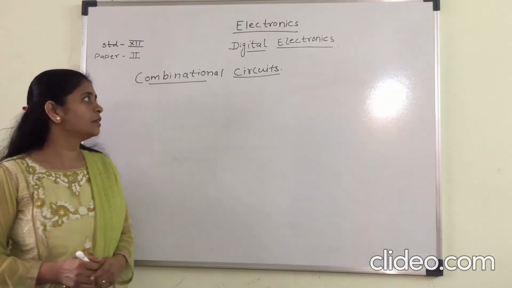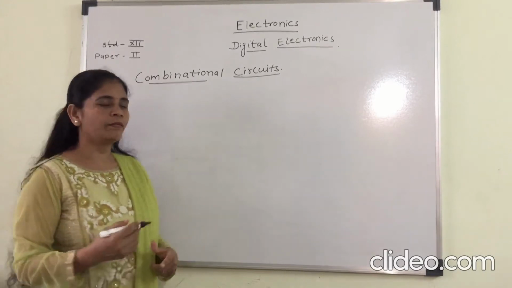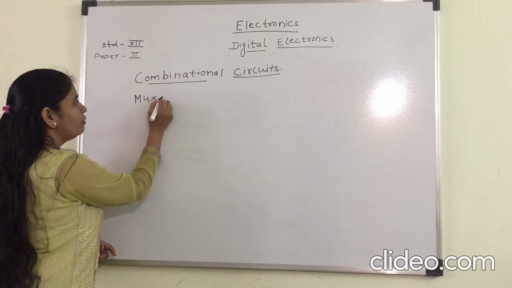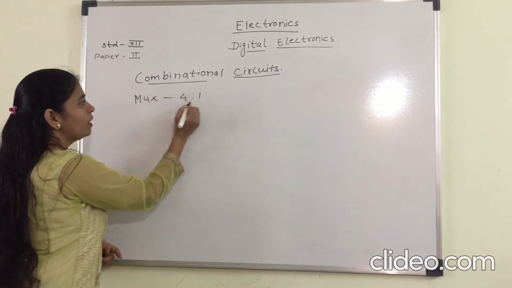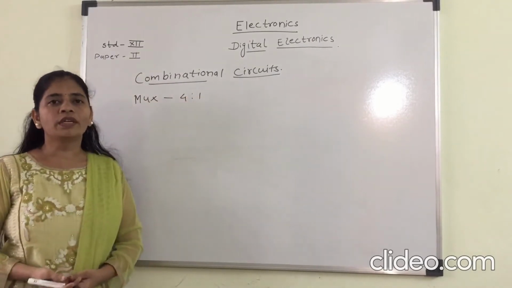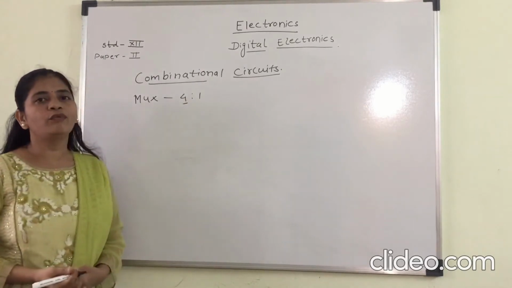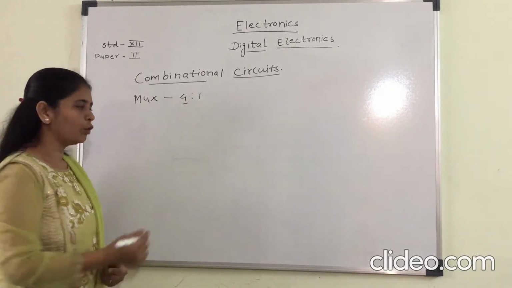Today we'll discuss the topic multiplexer. In multiplexer there are different types. So first of all we'll discuss 4 to 1 multiplexer. What is 4 to 1 multiplexer? 4 means it has 4 inputs and only 1 output.